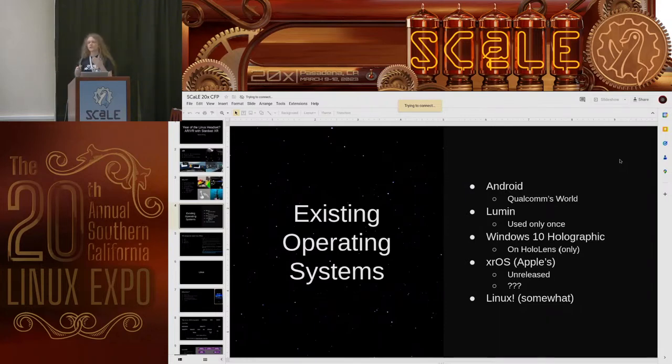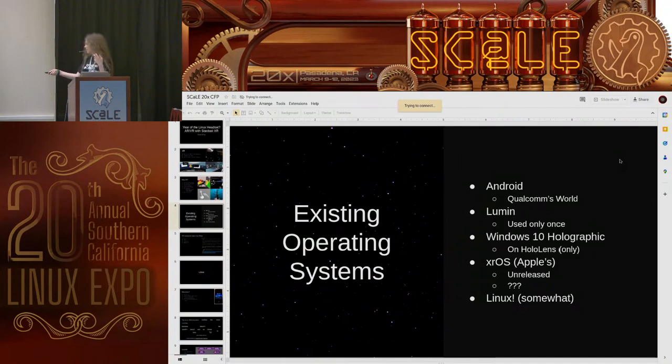See, Lumen is a combination between Linux and Android. It's a hybrid. And it was only ever used once, on the Magic Leap 1, and then never used again. You have Windows 10 Holographic, which is just Windows 10 with a GUI. It can run UWP apps, and if you've ever heard of those, you'll know that it was not ideal. It can also run 3D apps, though. And honestly, it was kind of the best UI for a long time.